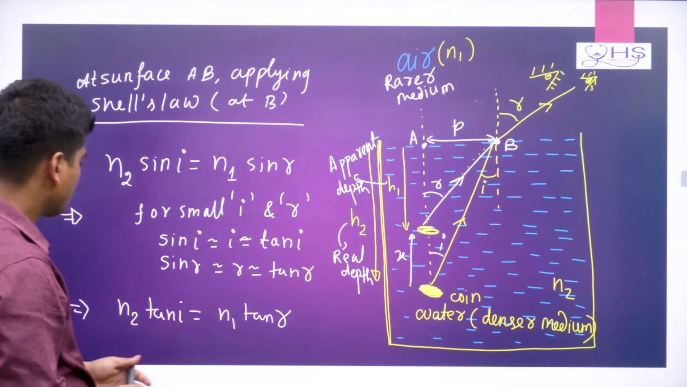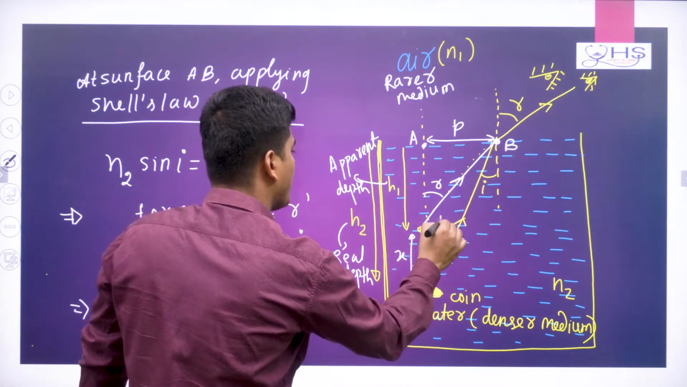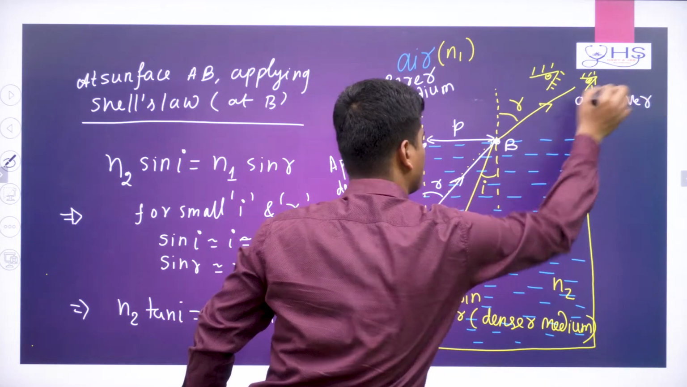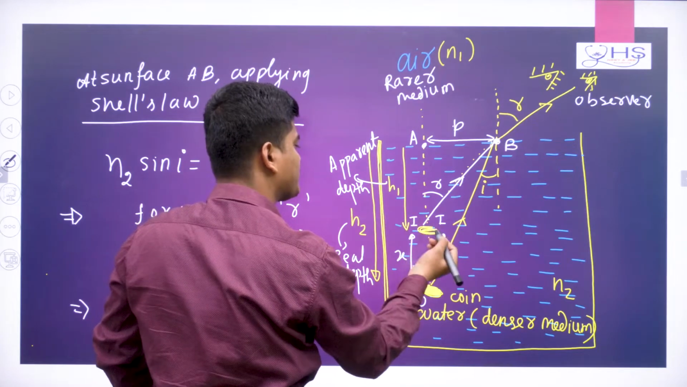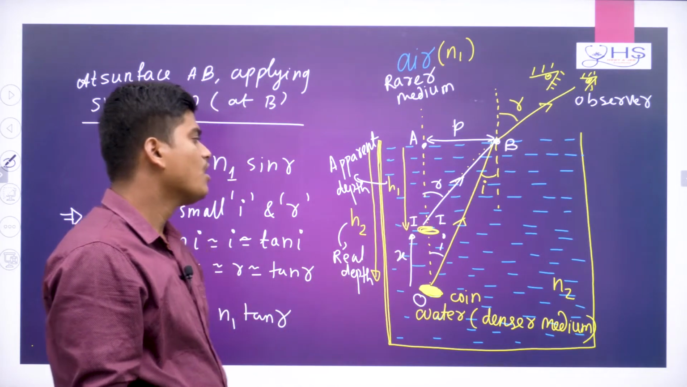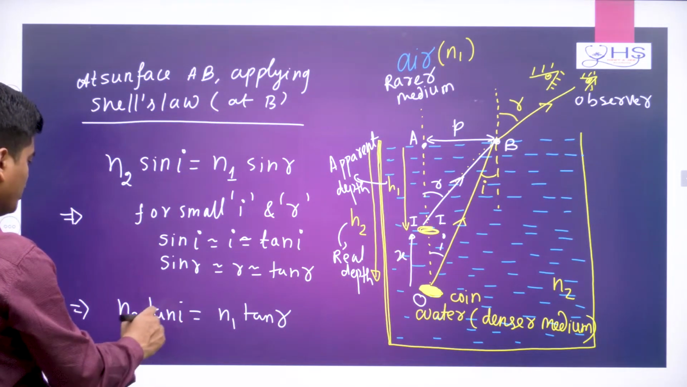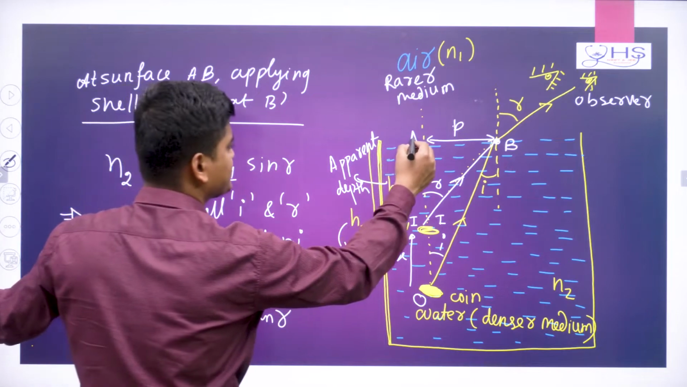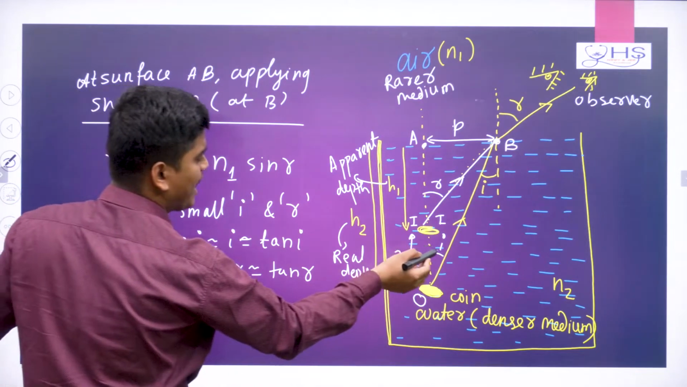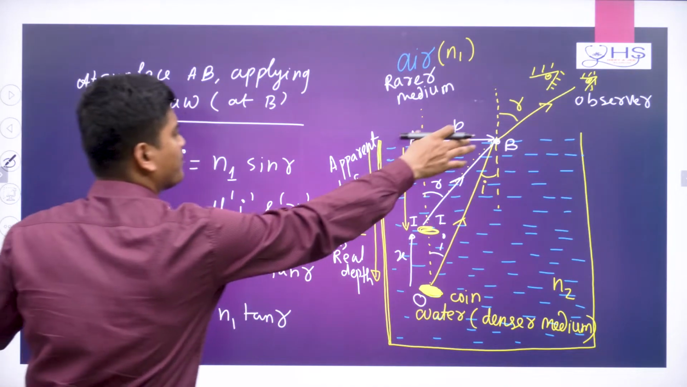Now listen. If I see this picture, this is my object O, and this observer cannot see the exact position of the object, so it sees one image of this object. It is shifted vertically. This is your I, also given here. Now if I want to write tan I, I can check this triangle ABO. If I find tan I in triangle ABO, how much is it? Perpendicular by what?